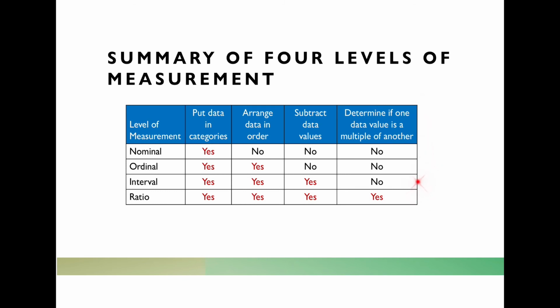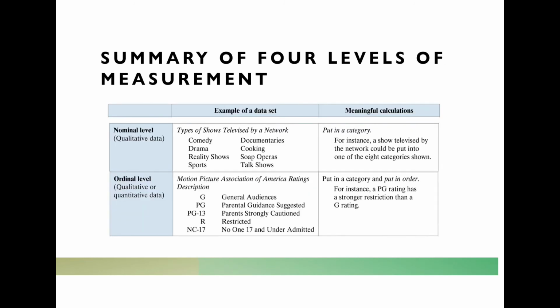I think the smartest way to go with interval and ratio is to ask, does 0 have an inherent meaning? Does it mean a complete lack of something? And if it doesn't, then it's not ratio, it's interval. If it does mean the complete absence of something, then it falls into the ratio category. So just a couple more examples here.